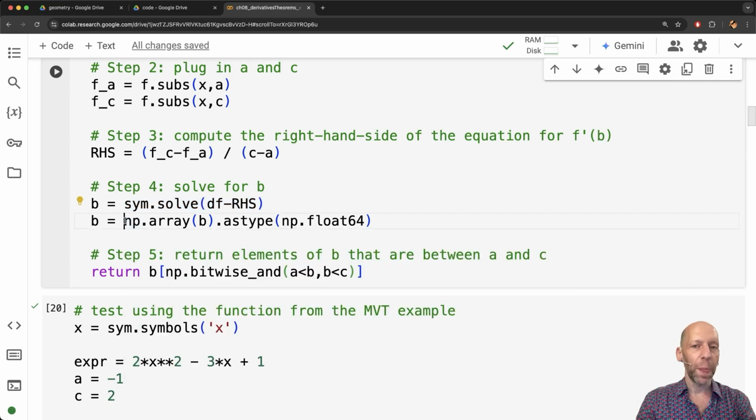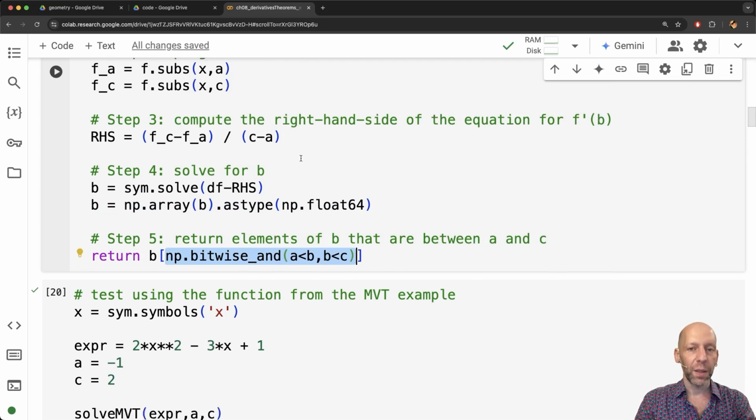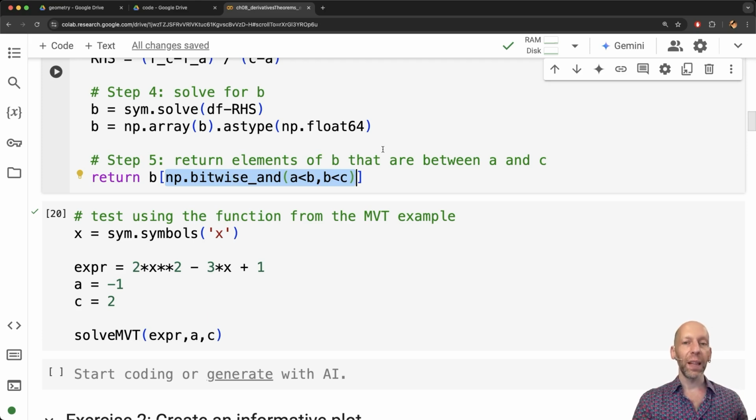Now here you can see I am converting this into a NumPy array, because the output of sim.solve is a list. So I'm converting it into a NumPy array and then forcing it to be a floating point number. The reason I do this is because I want to use this bitwise AND function here. This little piece of code is finding only the elements of B that are between A and C, so the elements of B that are greater than A and also less than C. I am selecting those from this array in order to output them from the function.